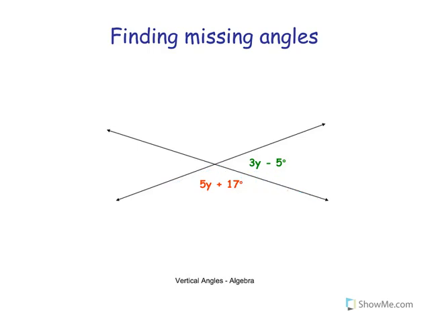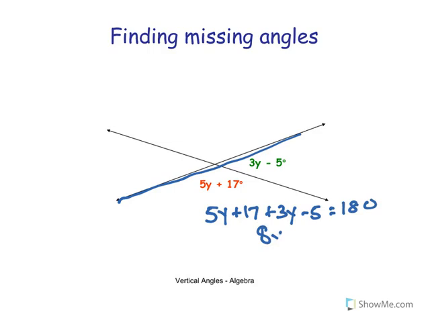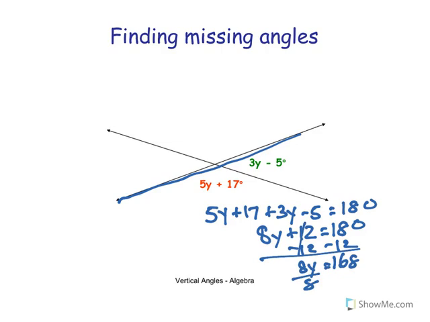So we're going to say, all right, I know that the sum of these two, since they're what's called a linear pair, right, they share a straight angle, is 180. So I know that 5y plus 17 plus 3y minus 5 is 180. When I combine the like terms, I get 8y plus 12 equals 180, which gives me 8y equals 168, which gives me y is 21.